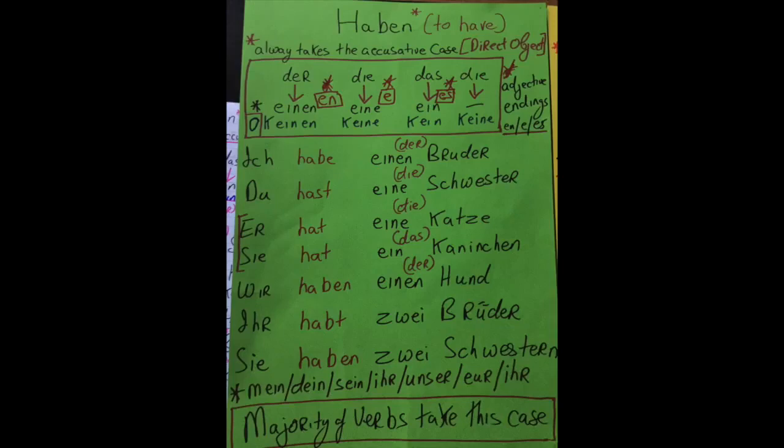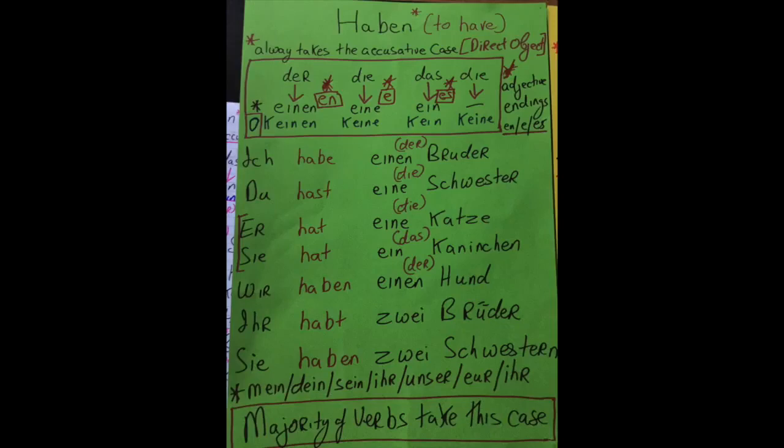So for example, I have a brother. The nominative in that would be I, because I am the person, I am the subject of the sentence. What do I have? The object that I have is a brother. So the brother is in the accusative. So the object of the sentence is in the accusative.